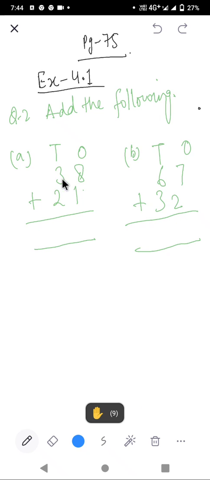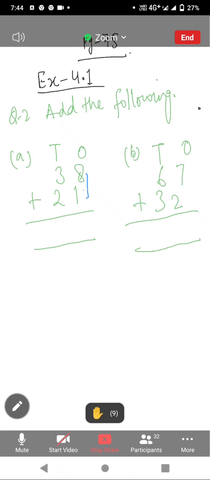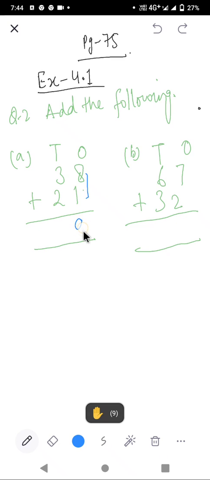So here we have to add 38 and 21 in the first part. Start adding from the ones place digits. 8 plus 1 is 9. So we'll write 9 at the ones place. No need to put carry on the tens place. Now add tens place digits. 3 plus 2 is 5. So 38 plus 21 is equal to 59.